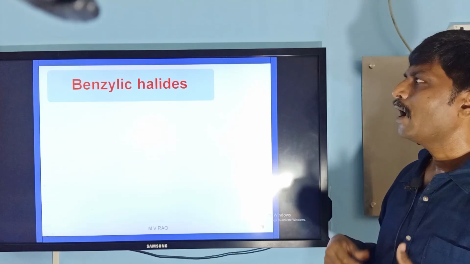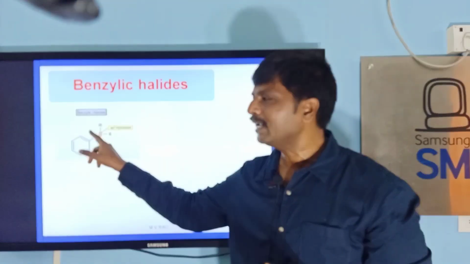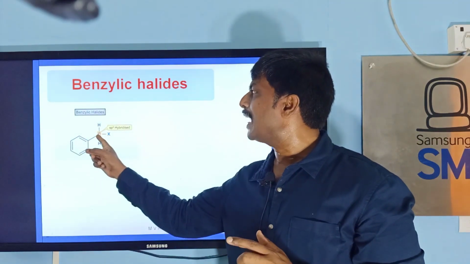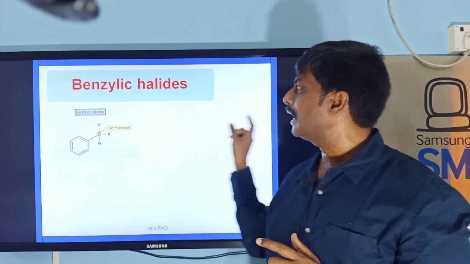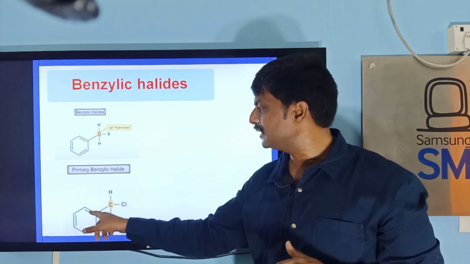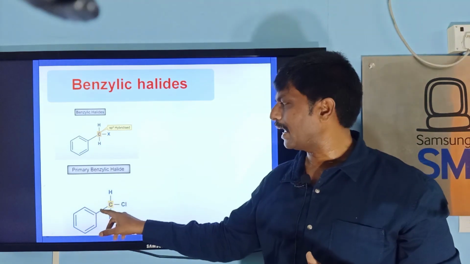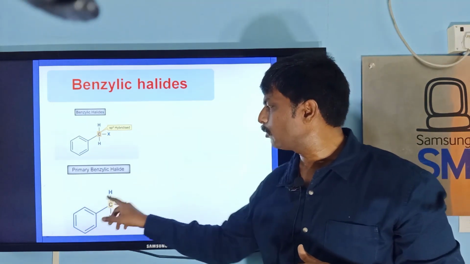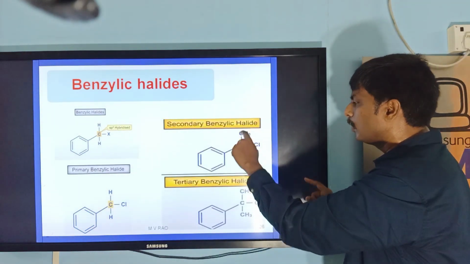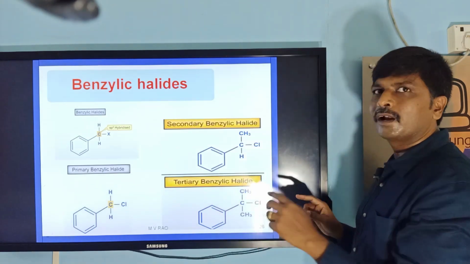Next one is benzylic halides. In benzylic halides, a benzene ring is there. The carbon atom attached to the benzene ring is called benzyl halide. You can see this highlighted carbon is attached to the benzene ring. So this is called a primary benzylic halide because this C is attached to only one C. It is secondary if this C is attached to 2 groups, and tertiary if this carbon is attached to 3 groups.